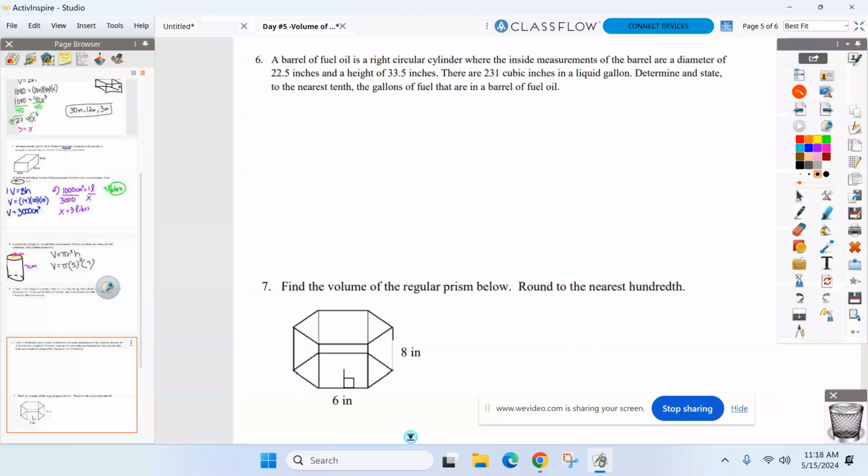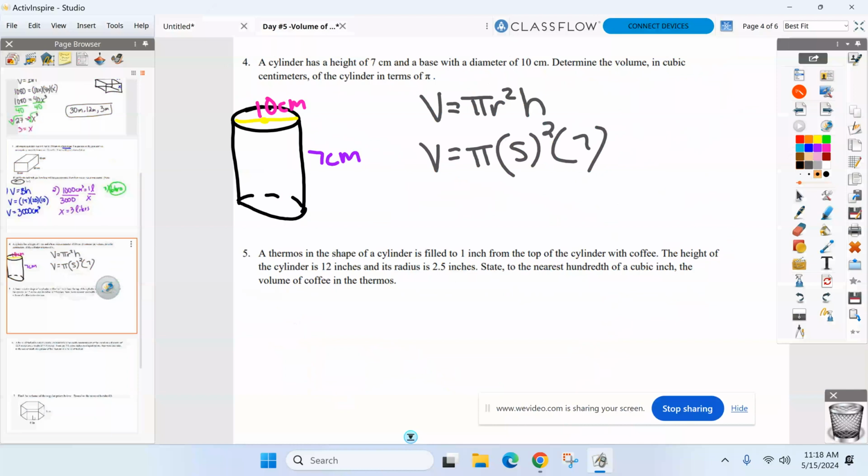All right, next up. I still didn't finish that problem. Volume, what was this volume again in terms of pi? 175 pi cubic centimeters, all right? Oh, here we go. Let's talk about a thermos now.